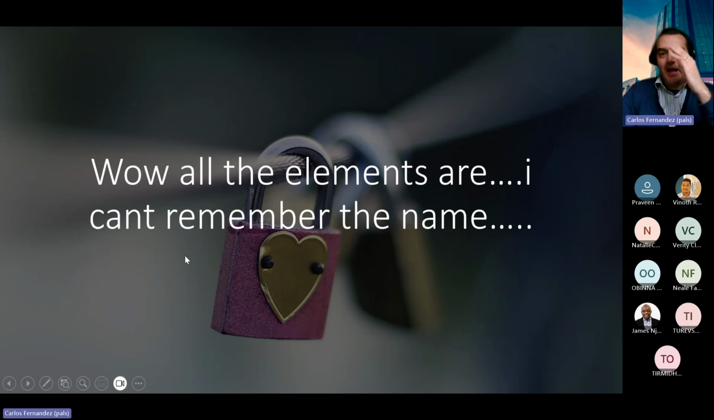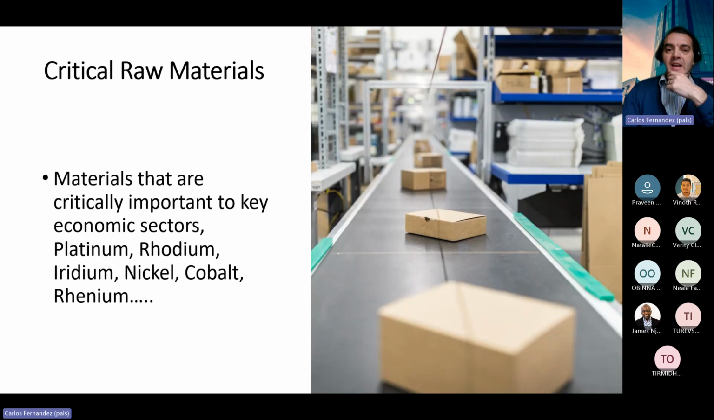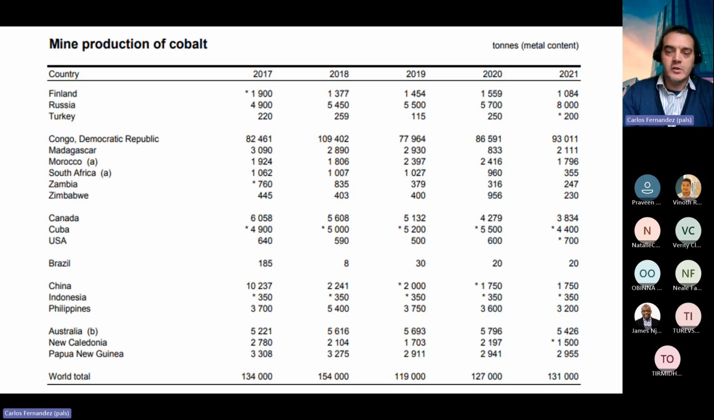But all those elements are, I can't even remember the name. All the elements are in, oh yes, critical raw materials. So what are critical raw materials? They are materials that are critically important to key economic sectors, which are platinum, rhodium, iridium, nickel, cobalt, rhenium. Okay, let's investigate each of those.